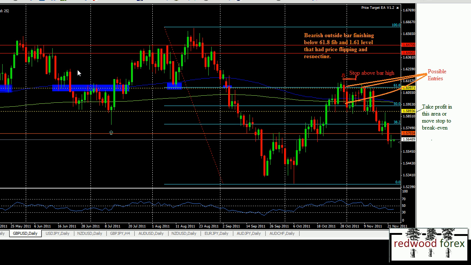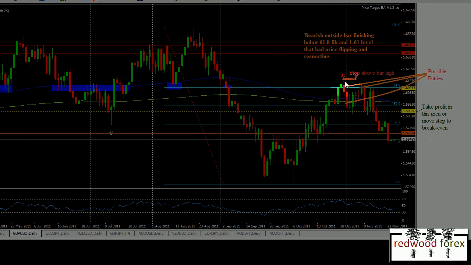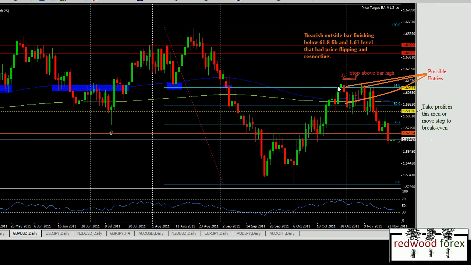So here we're looking at a chart of the British pound, US dollar, and we were talking about this bearish outside bar that was located right here. So what makes this a good trade? First off, we have a bearish outside bar, and it's not the greatest bearish outside bar. It didn't finish quite strong. But what made it a good bearish outside bar was its location.